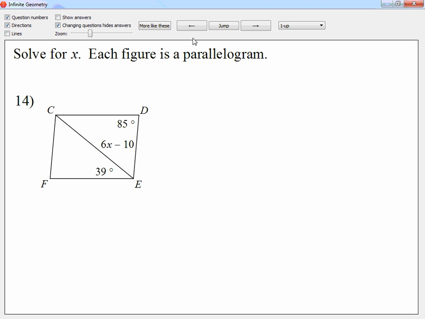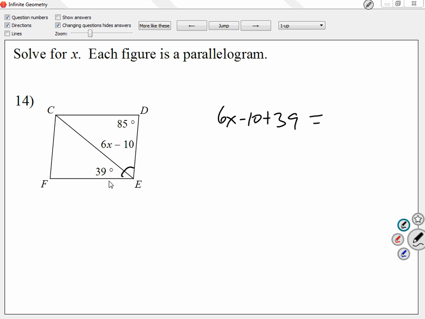Number 14? Alright. I know angle D is 85 degrees. How big is the whole angle E? It looks like it's less than 100. 95. So the whole angle E is 95, because 95 and 85 is 180. So I'm going to say 6x minus 10 plus 39, because I'm looking at the whole angle E, which is 95. Does that make sense?